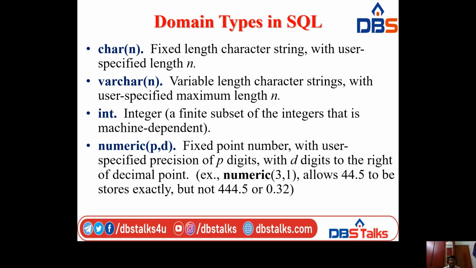Now coming to the domain types in SQL. Different data items are also available. These are also called domain types. Here the first one is char of n. It allocates a fixed length character string with user specified length. For example, char of 10 can store a maximum of 10 characters. Now coming to varchar of n, it is similar to char, but it is variable length.